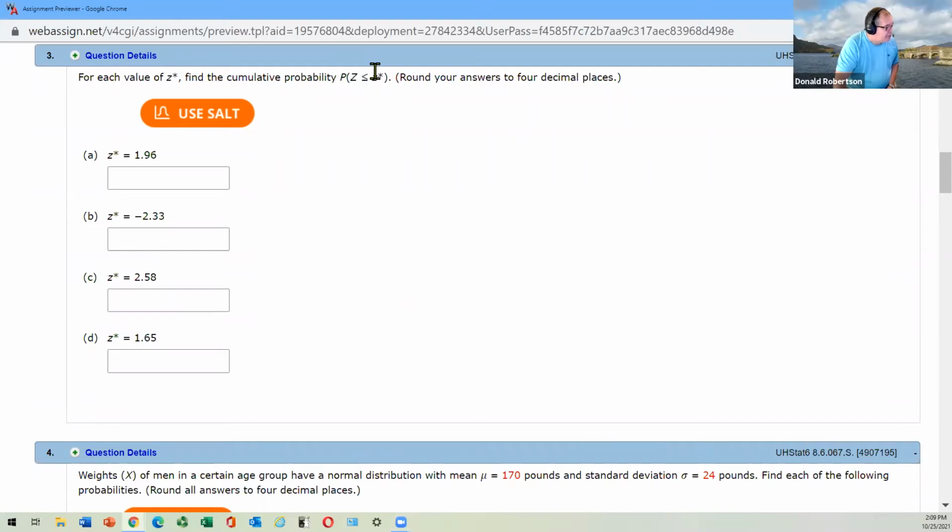And Z star is going to get replaced by 1.96, negative 2.33, 2.58, and then finally 1.65. So I'm going to just write down a couple. I'm going to do the 1.96 and the negative 2.33. And we are basically being asked to find what's the probability that Z is less than 1.96. So let's do that.